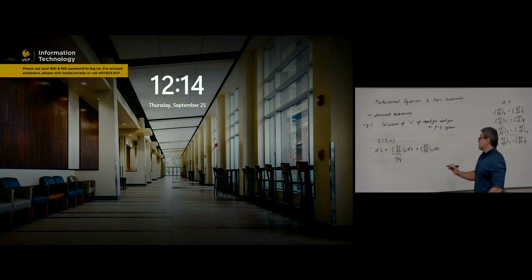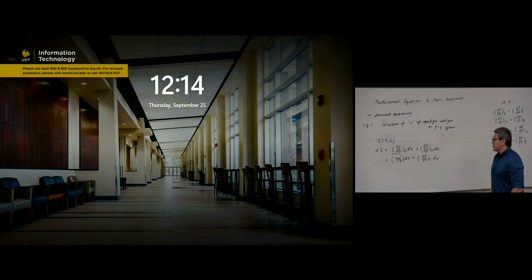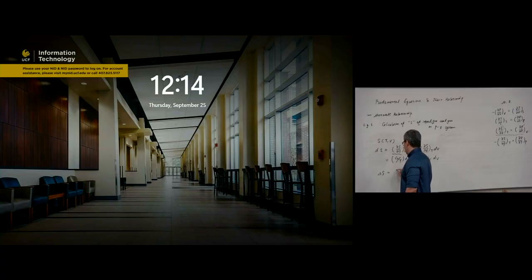So in that sense, we can change this equation to dT plus partial P partial T dV. And then if you want to calculate the delta S, it basically equals CV.